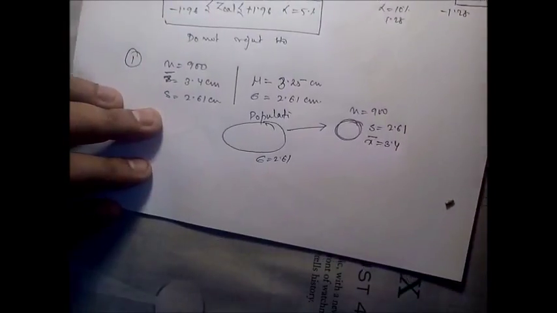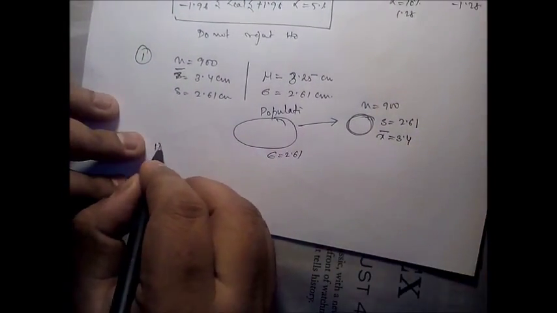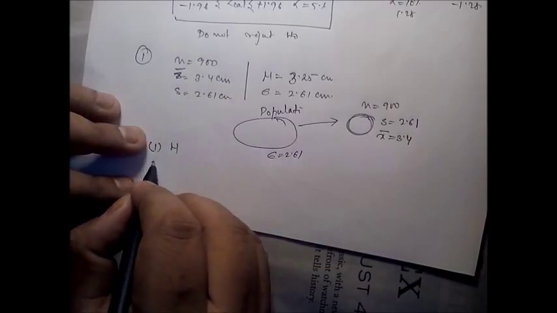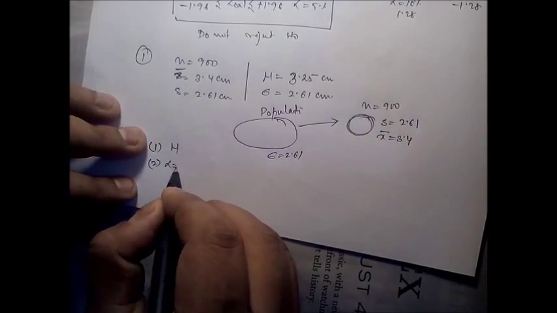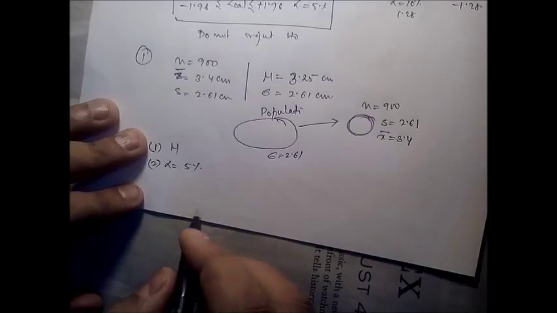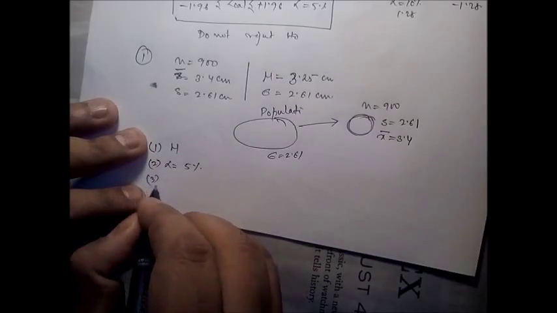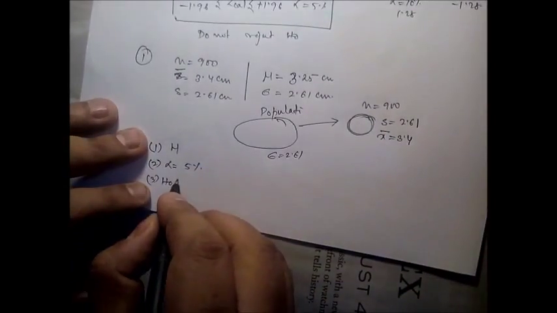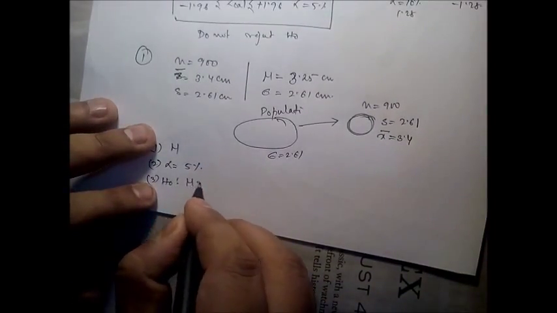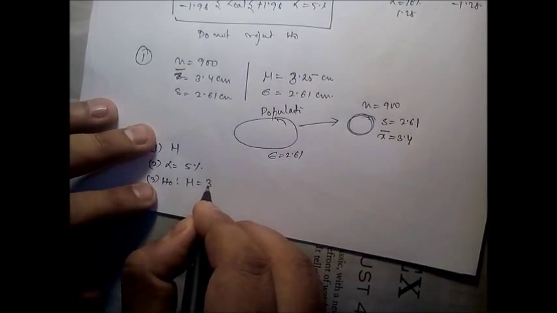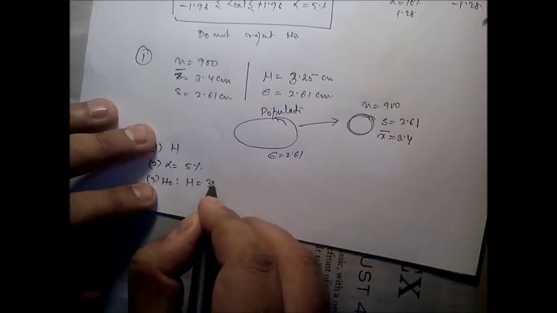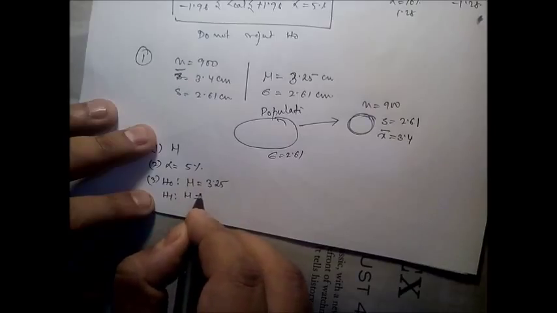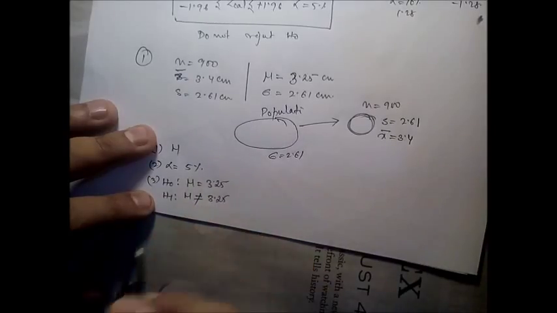Okay, so parameter of interest. First of all, parameter of interest is mu, mean. Second is what? Alpha. Assume alpha is equal to 5%. Third, H0, the null hypothesis. Now always it should be equal to, that means mu is equal to 3.25, and the alternative is what? Mu is not equal to 3.25.